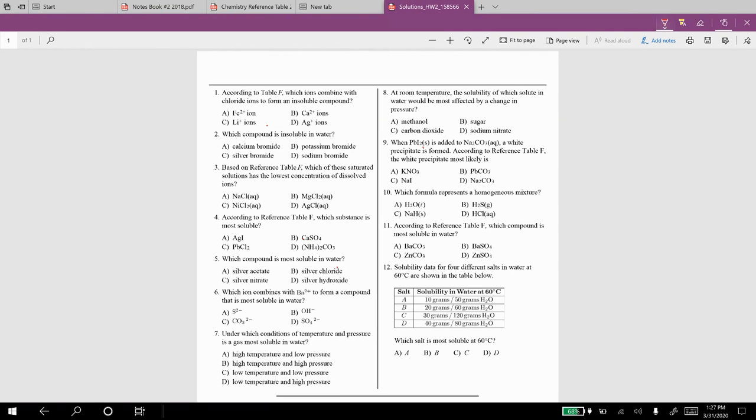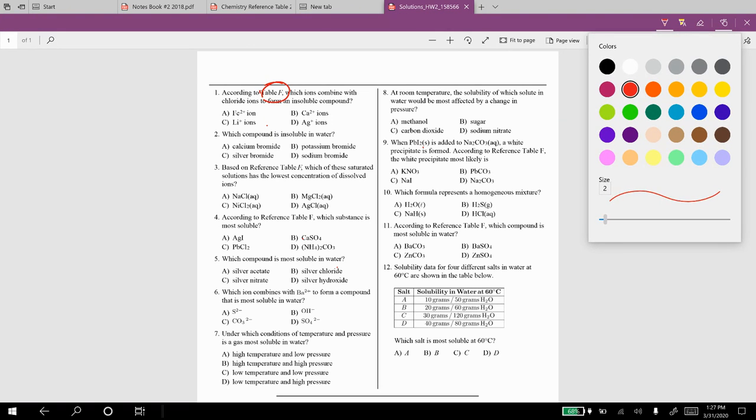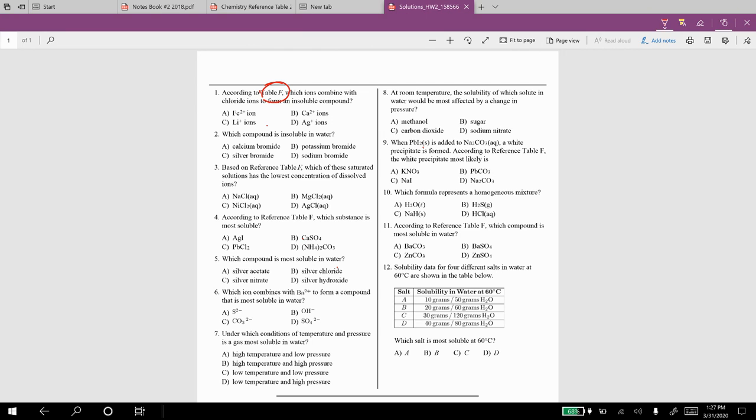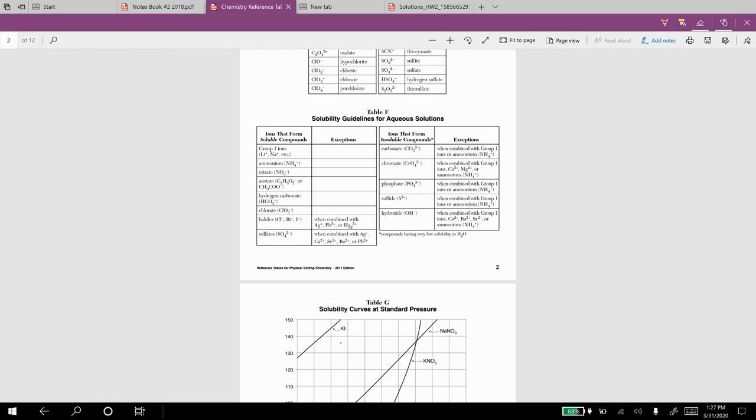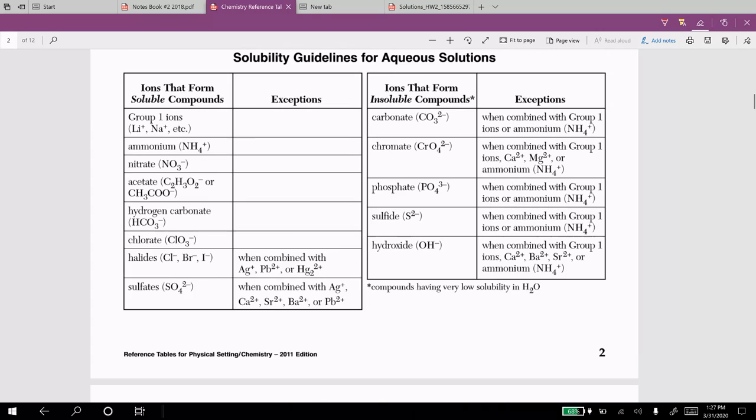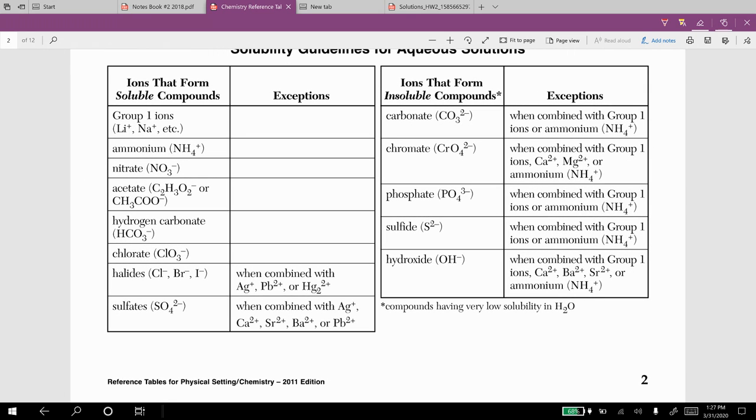So according to table F, and again, if it's telling you to go to table F, then absolutely we should be going to table F. Which ions combine with chloride ions to form an insoluble compound? So that means that it's not soluble. So then let's go to table F, our reference tables, and let's just make those a bit bigger. Okay, so I'm looking for something that's going to combine with a chloride ion, which is right here, and form an insoluble compound.